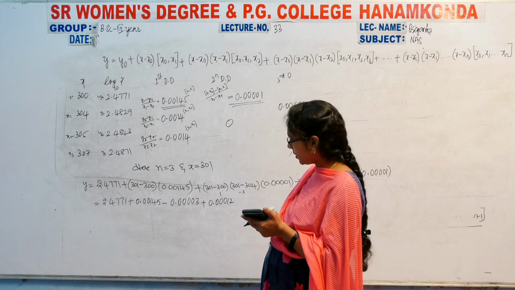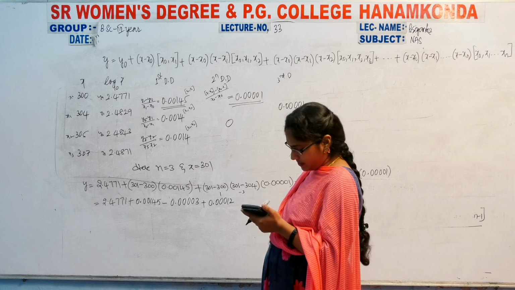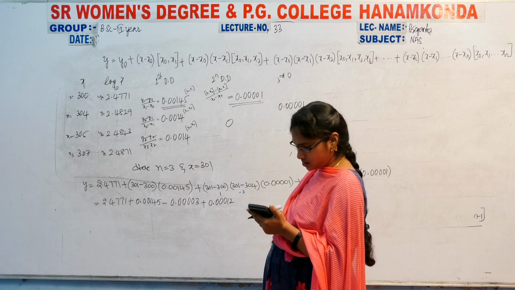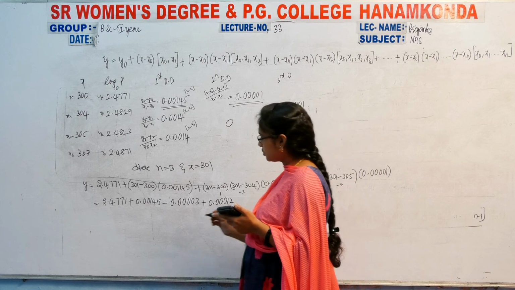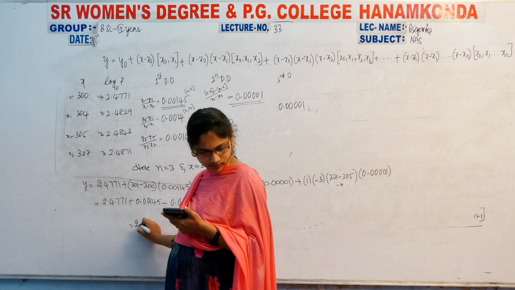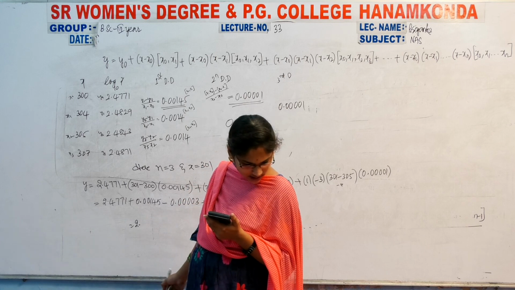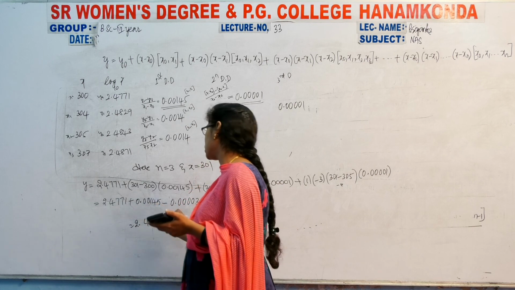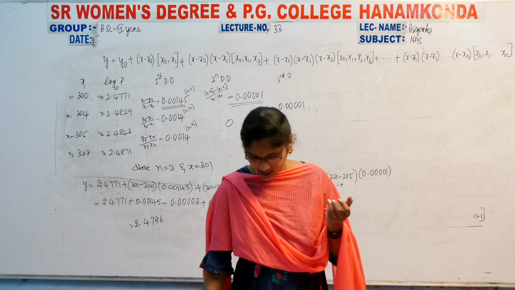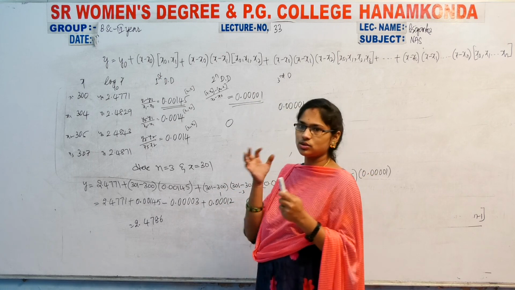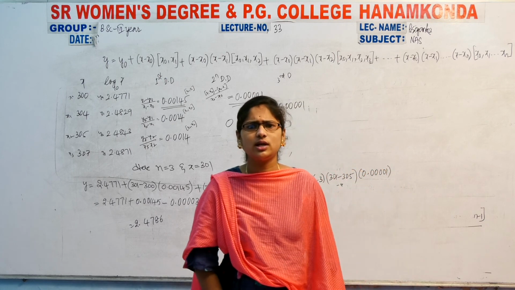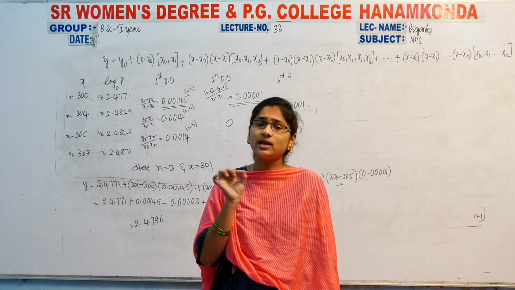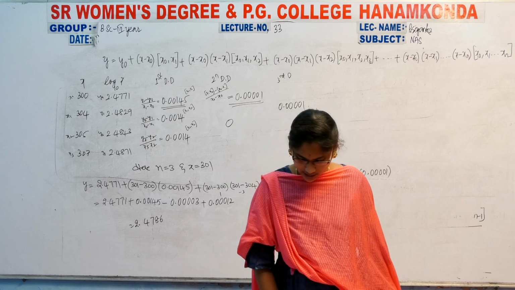Now take the addition: 2.4771 plus 0.00145 minus 0.00003 plus 0.00012. So the final answer is 2.4786. I am just checking my answer is correct. Yeah. If you observe the Lagrange's method and this one, you will get the same answer. So you can use any one. If you feel Lagrange's method is easy, then you can use that one. Otherwise this one. But if they mention the method, then you have to take that one only.